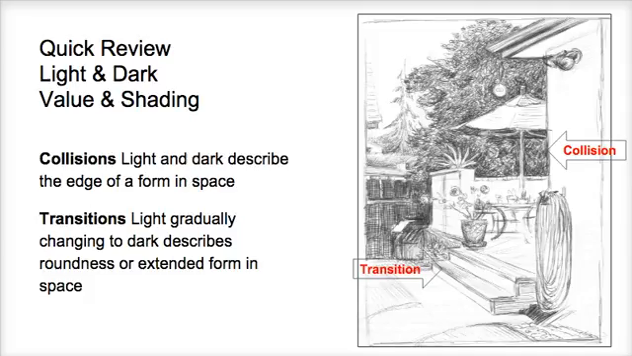And now light and dark and value and shading. We're talking collisions. Look carefully at where the dark and the light meet. That creates an expression of a form in space. And transitions, where the light gradually changes from dark to light.